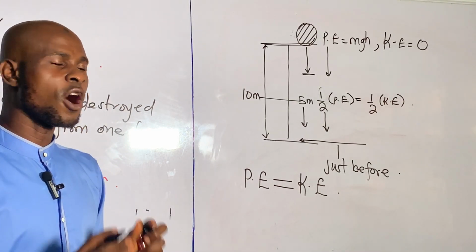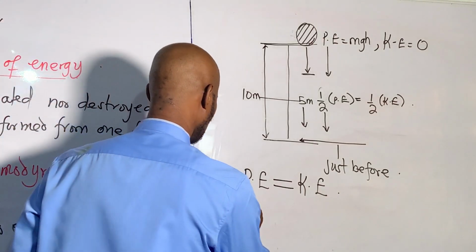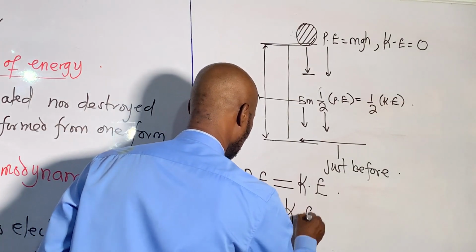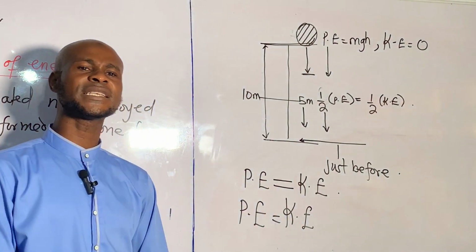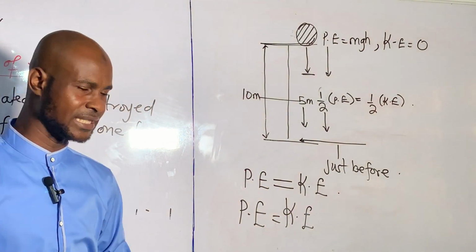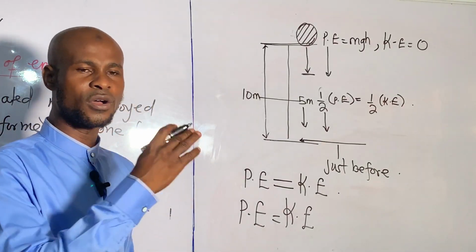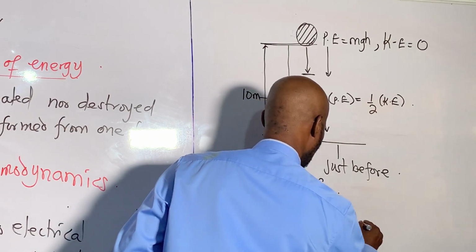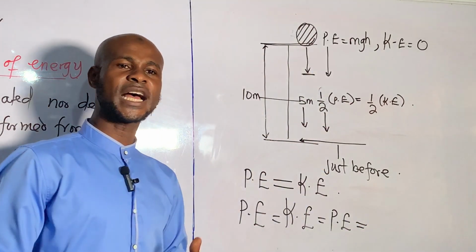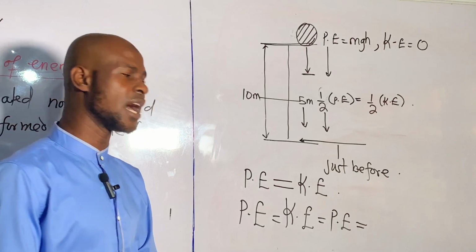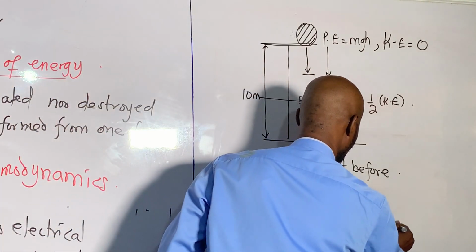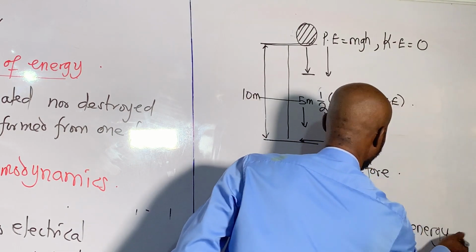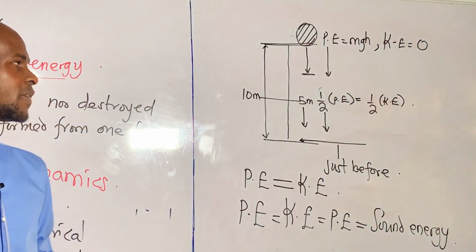Now, when the object hits the floor, don't forget the potential energy is gone, converted to kinetic energy, and because the object is now stable, with no more movement, the kinetic energy will now be converted to sound energy.